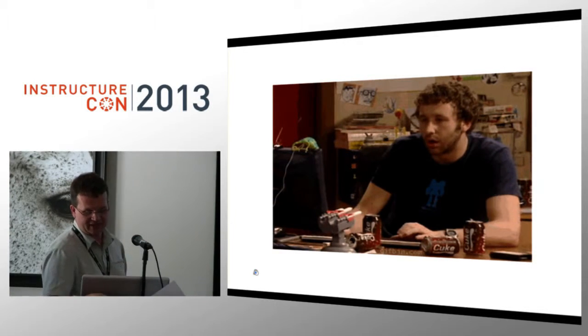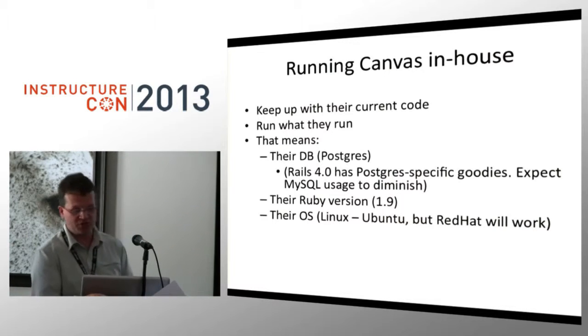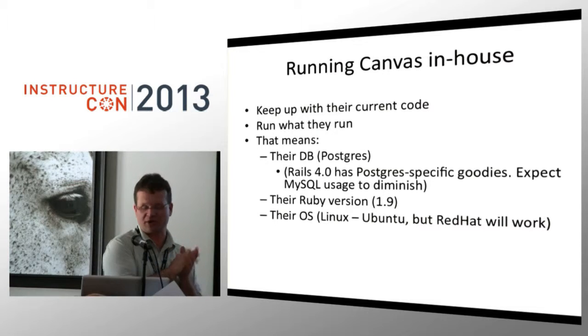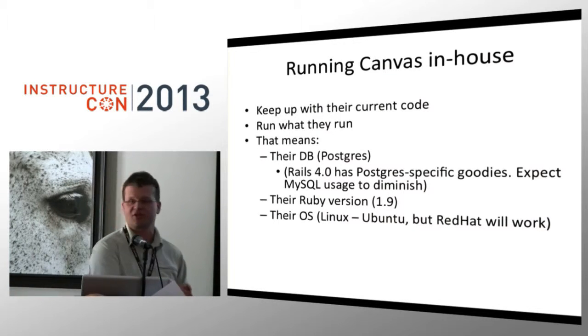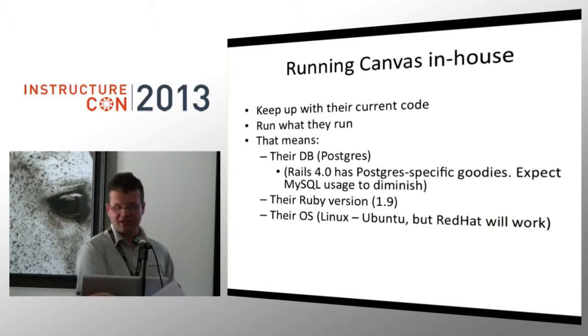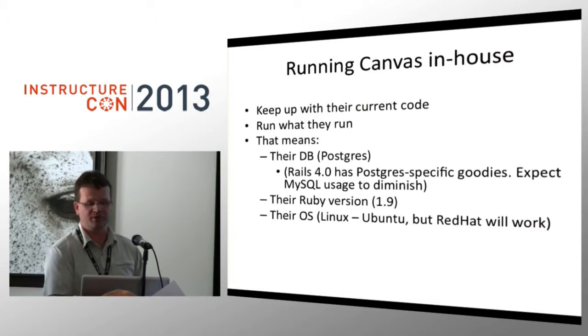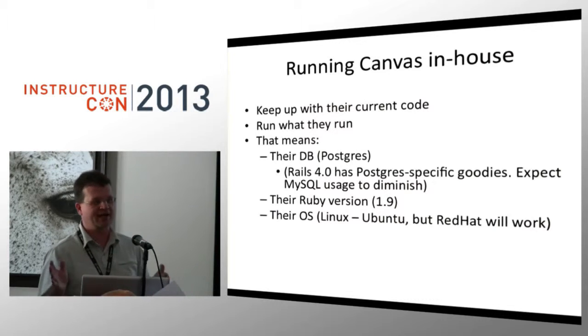So what does that mean? That means running their database server, which is Postgres. As of Rails 4.0, which is going to be released any day now, they actually have Postgres-specific goodies coded right into Rails. So you can expect over the next probably year to 2 years that MySQL support will diminish. Run their version of Ruby, and run it on their OS, which means some flavor of Linux. Don't try to run it on Mac OS or Windows.